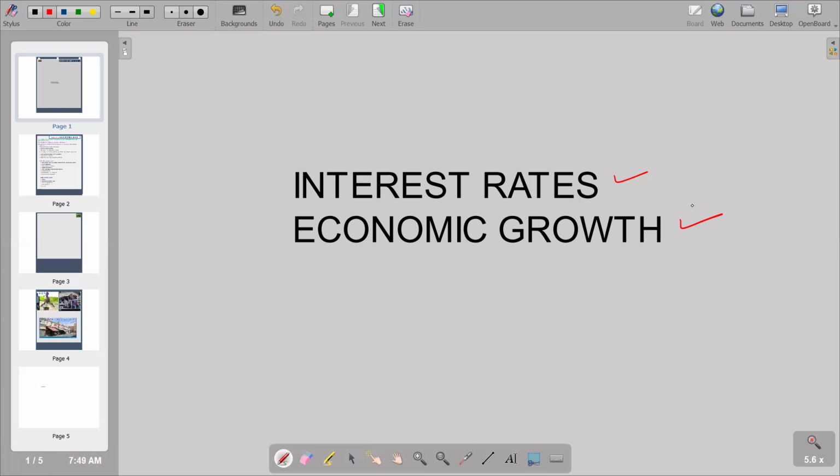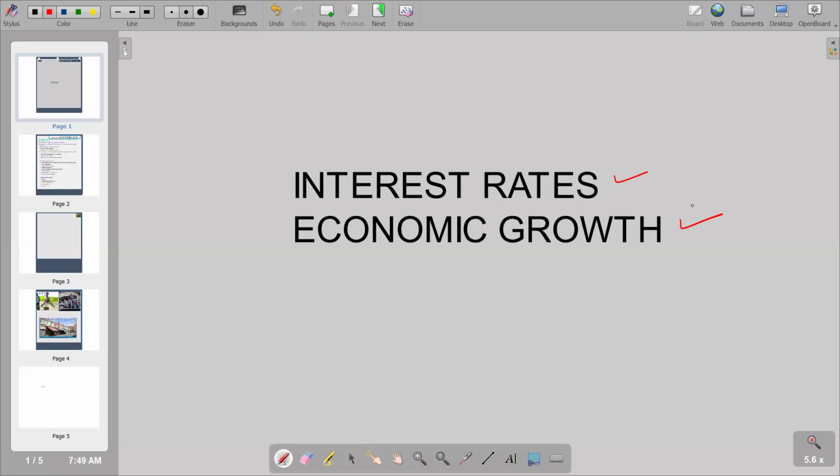Then we want to understand what we mean by economic growth. Economic growth is a comparison of the total output in the economy from one period to the other. In other words, GDP, the gross domestic product, is the total monetary value of the goods and services produced in a country over a period of time, usually annually. If that GDP increases from one period to the other, we say there is economic growth.